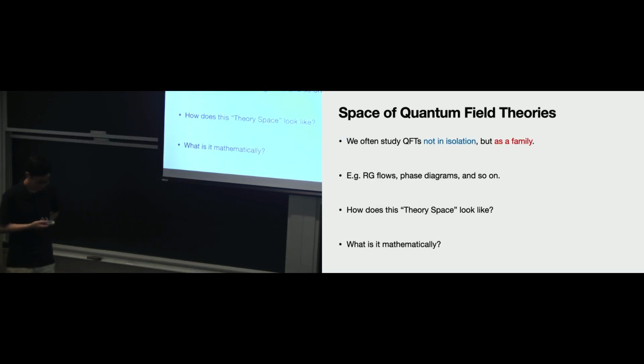So to begin here, let me start by asking maybe a big question. When you study quantum field theories, oftentimes it's very useful to study QFTs not in isolation, but as an entire family. Of course, the standard example of this will be, for instance, we study RG flows between different QFTs. We try to map out the phase diagram of a given theory when we vary coupling constants, and so on and so forth. So there is some big theory space that you may wonder what it is, what it looks like, what the disconnected components are, and so on and so forth.